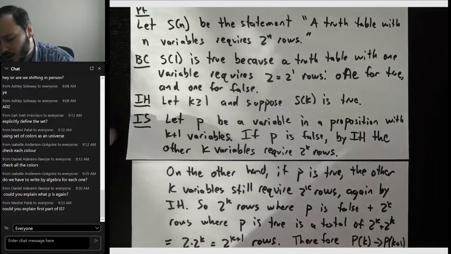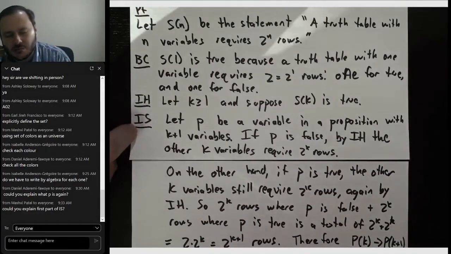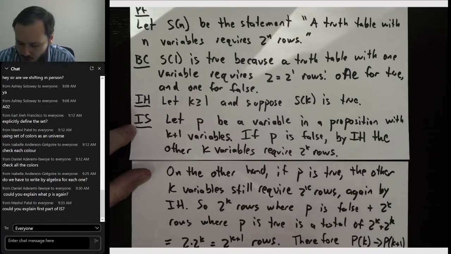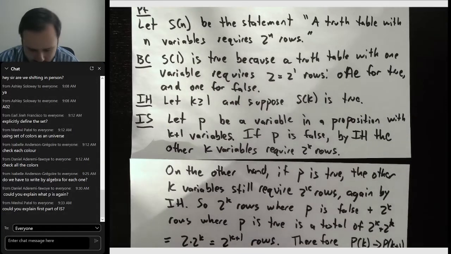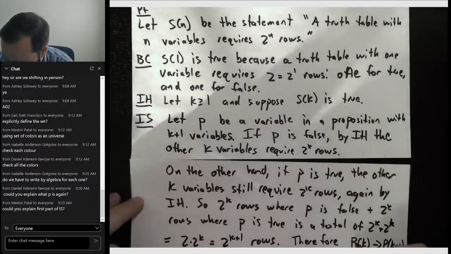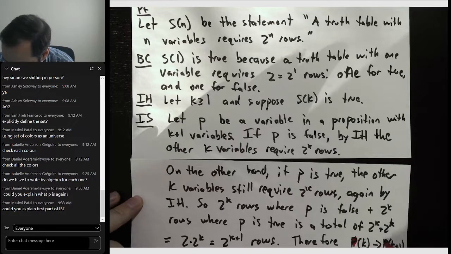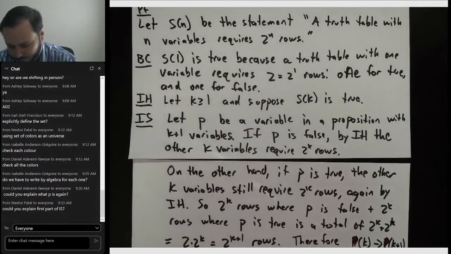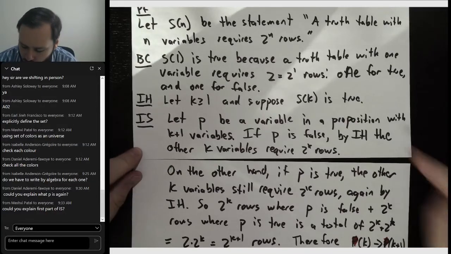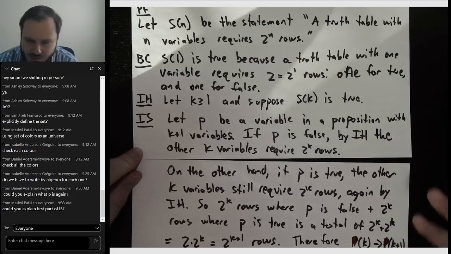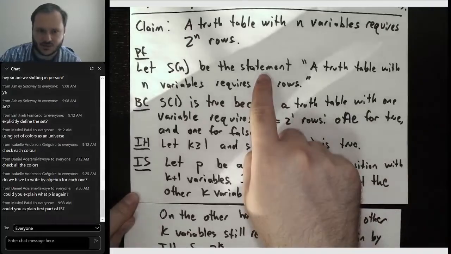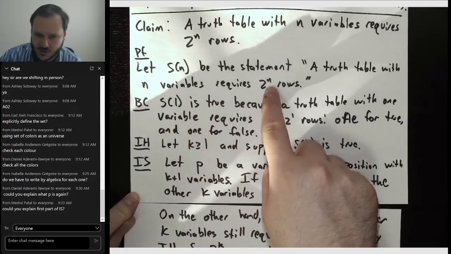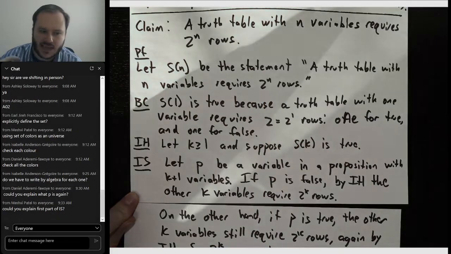So what I want to prove, the thing that I'm going for, is P of k plus 1. I want to show, oh, sorry, these should be S's. Forgot I had used S. S of k implies S of k plus 1. What I'm going for is that if I have k plus 1 variables, a truth table with k plus 1 variables requires 2 to the k plus 1 rows. That's where I want to get to.